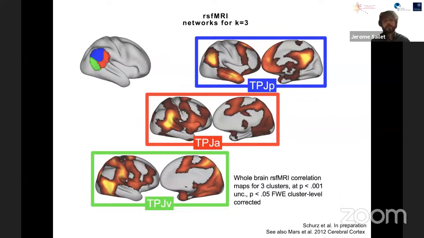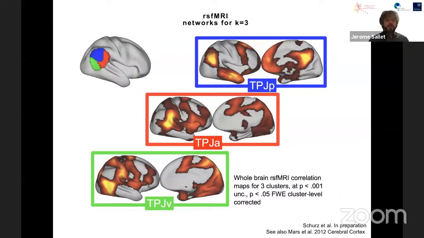The temporoparietal junction is a heterogeneous region. It's not a homogeneous region, and it can be subdivided into 3 sub-areas. This was done initially by Jorge Mas using diffusion-weighted imaging data. This was replicated recently by Matthias Schultz, who was a postdoc with us and is now a professor at Innsbruck University. So he was able to identify the 3 sub-areas that the TPJ is made of.